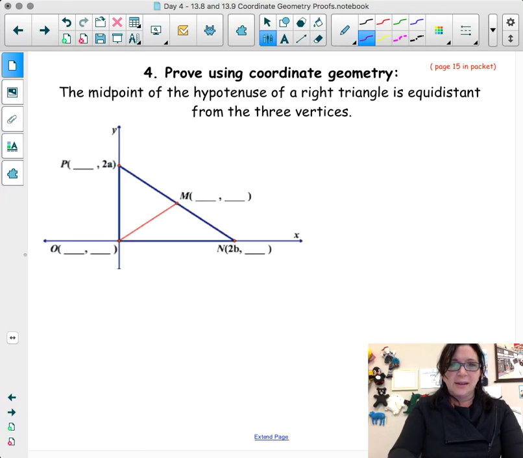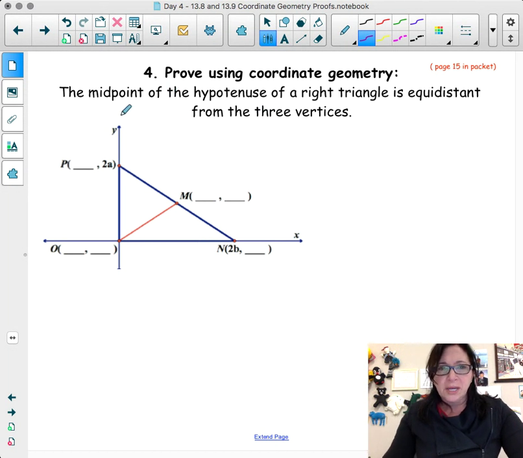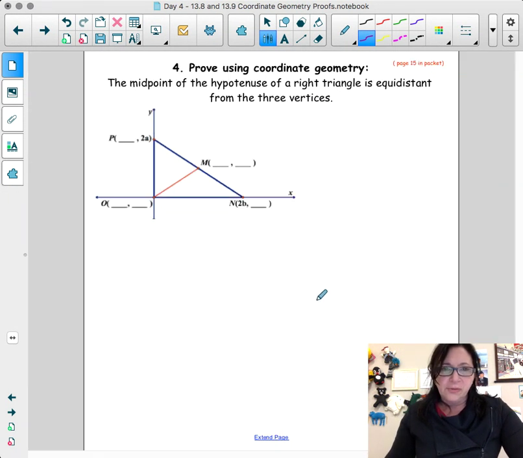Awesome. All right, number 4. This one is on page 15 in your packet. Okay, so you're saying prove that using coordinate geometry. So this could be a little bit tricky.